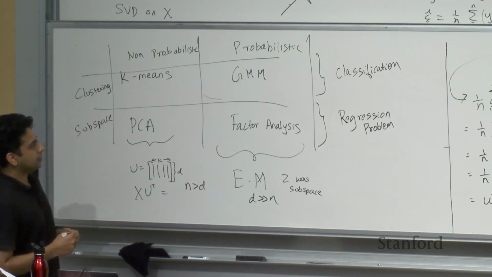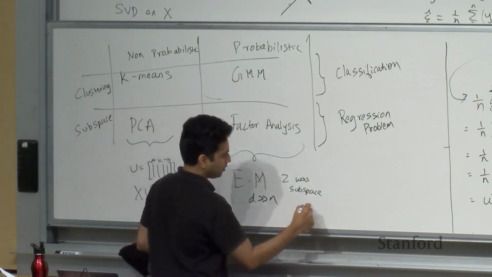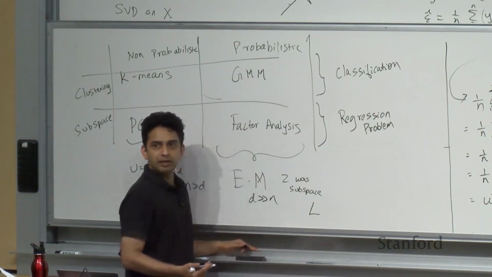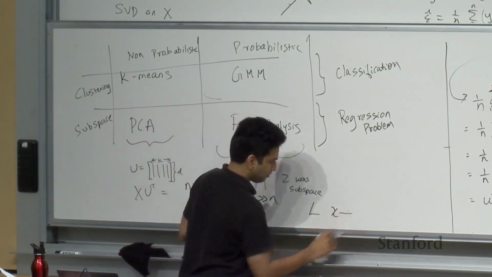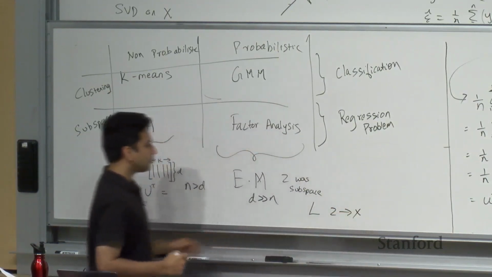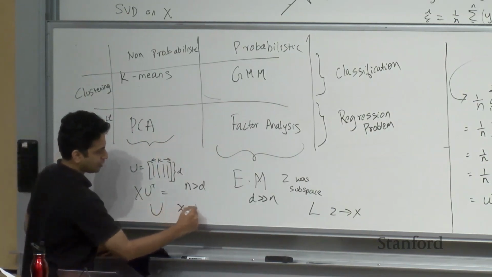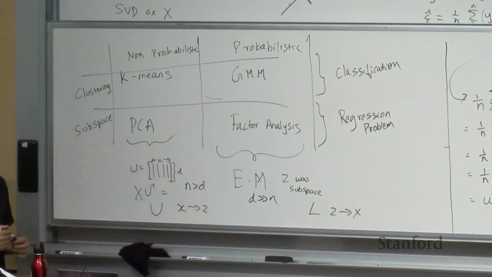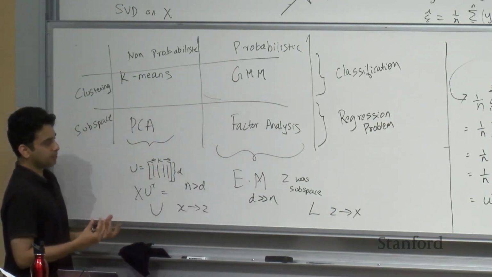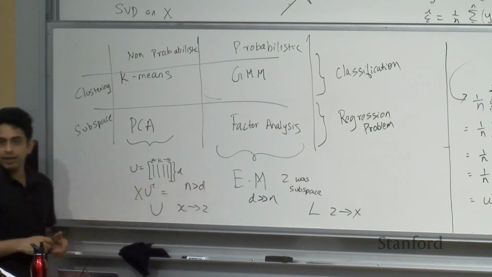And the other difference between the two was in factor analysis we recovered the matrix L, right? And L, the parameter that we recovered, took us from Z to X. Whereas in PCA we recover U. U takes us from X to Z, if you call Z the projected points. Right? So the recovered parameters kind of go in opposite direction between factor analysis and PCA.